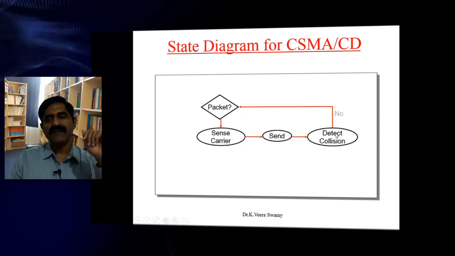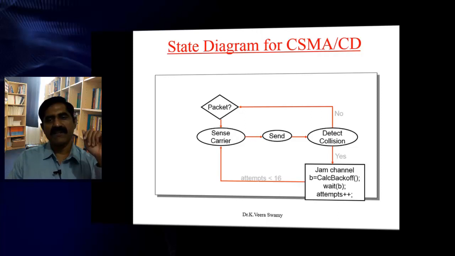If a collision is detected, then you have to work out with the exponential backoff algorithm. Suppose there is no collision, then transmit another packet. So here it is no, so that is the reason we are sending the packet once again. If it is yes, then you have to work out with the exponential backoff algorithm, and if your attempts are less than 16, we repeat this exponential backoff algorithm.